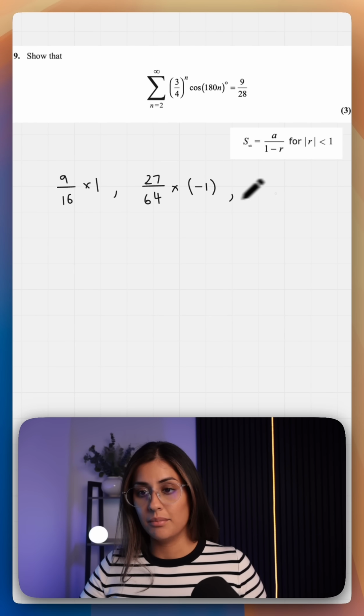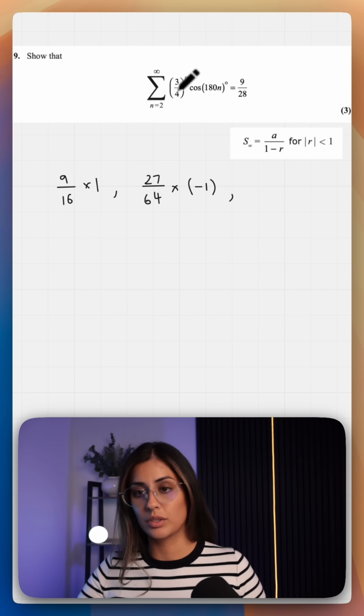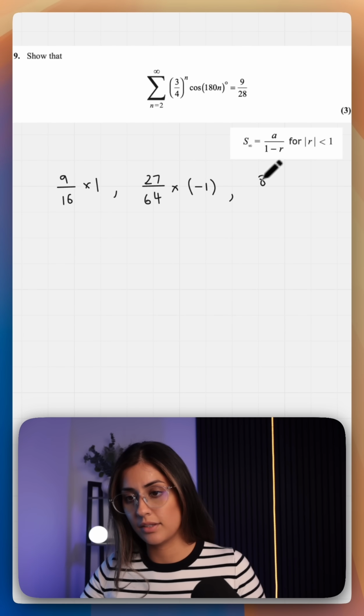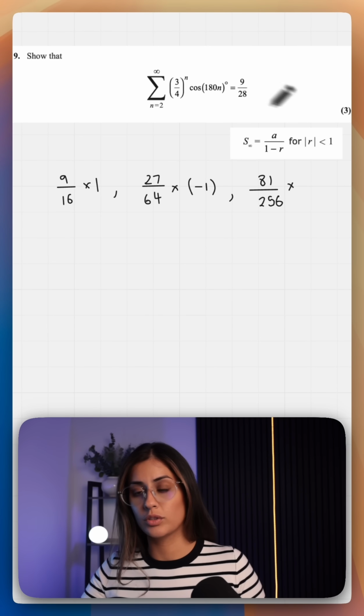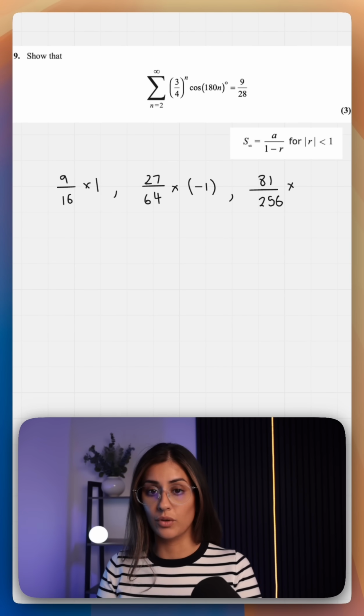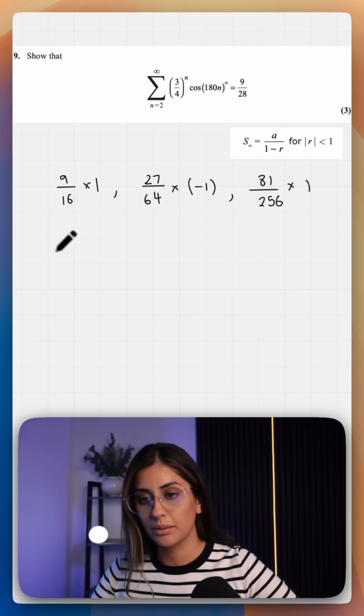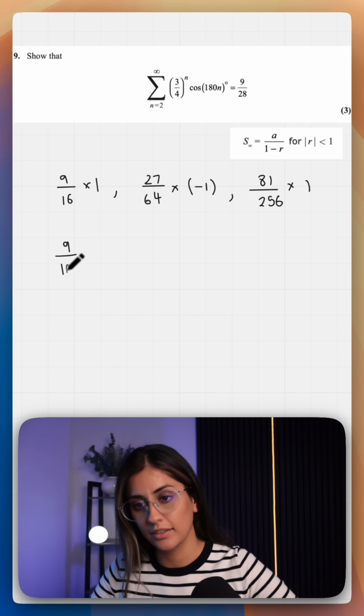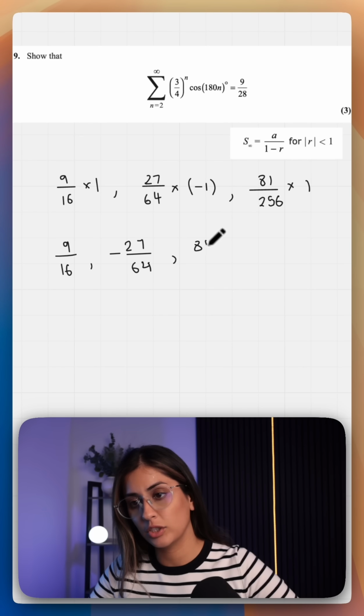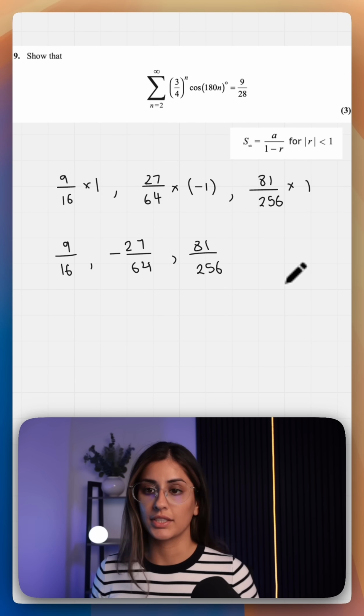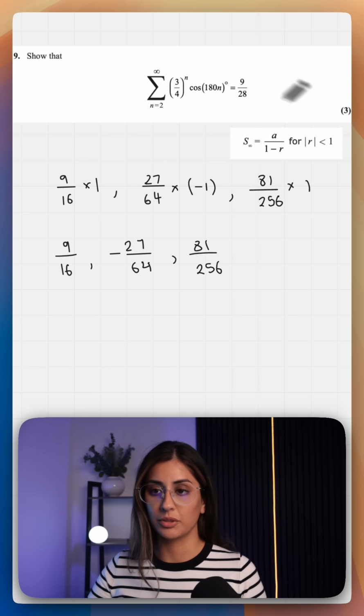And then the next term is 3 over 4 to the power of 4, which is 81 over 256, times cos of 180 times 4, which is just 1. So to simplify, that's 9 over 16 minus 27 over 64 plus 81 over 256. This is a geometric series because we can see the sum to infinity.